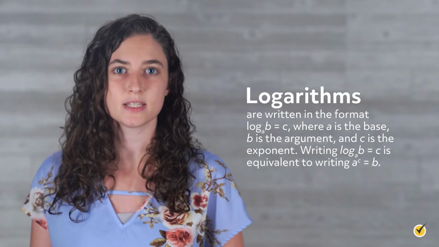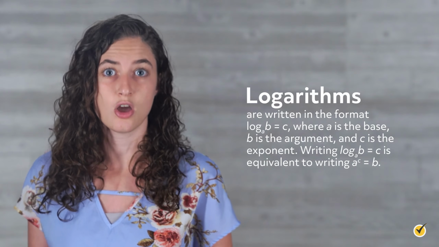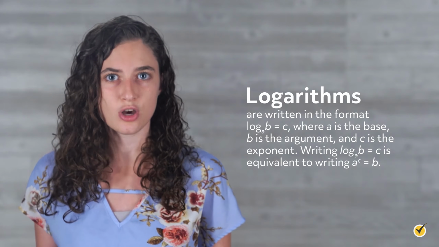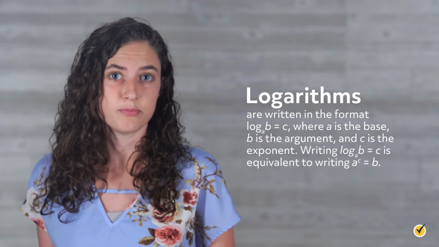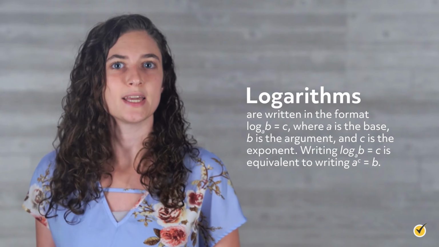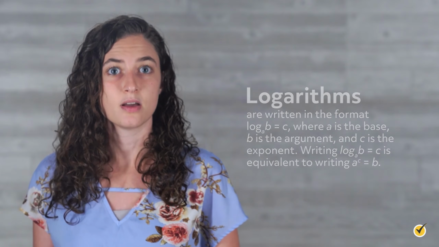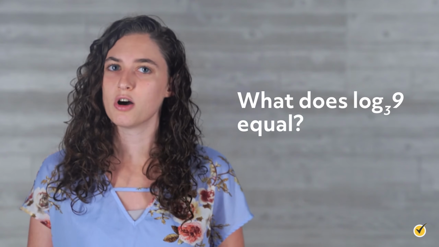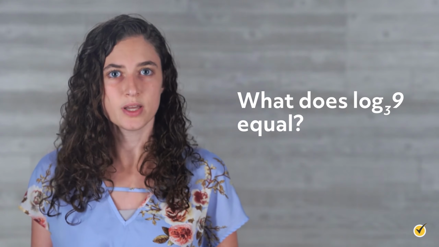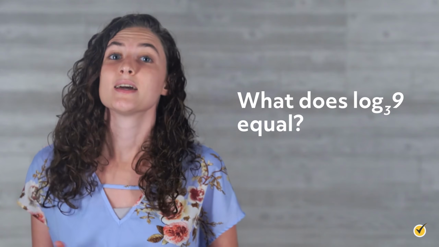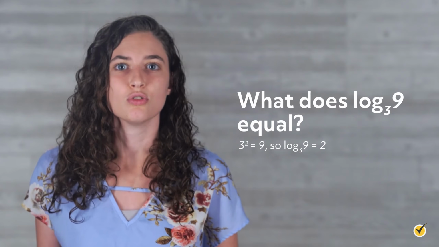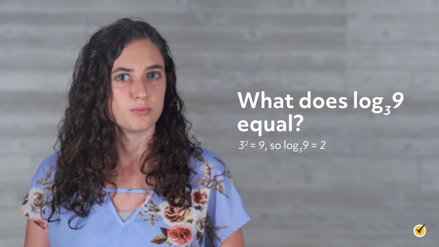First, let's quickly review how log functions are used. Logarithms are written in the format log base a of b is equal to c, where a is the base, b is the argument, and c is the exponent. Writing log base a of b equals c is equivalent to writing a to the c equals b. For example, what does log base 3 of 9 equal? We can answer this by asking 3 raised to what power equals 9. Clearly, 3 squared equals 9, so log base 3 of 9 equals 2.